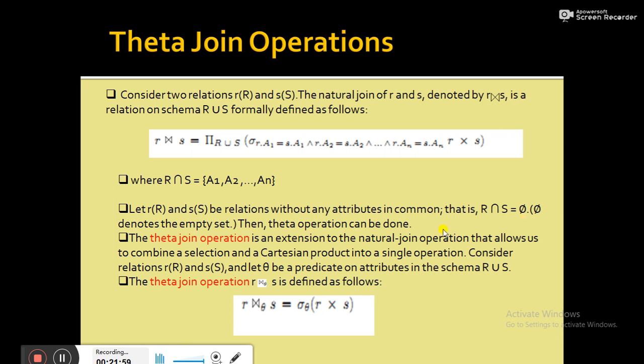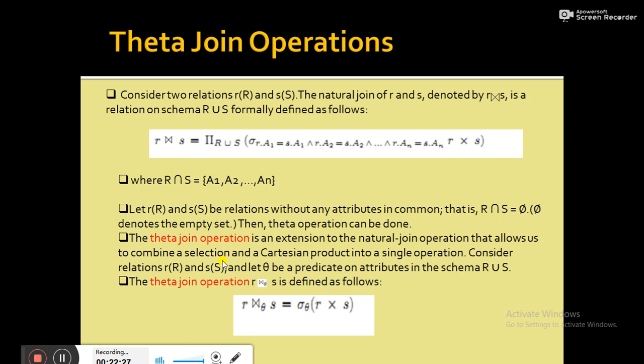So in that case we can do the theta join operation. So what is theta join? It is a kind of natural join operation, or an extension of the natural join operation. Here also it combines the Cartesian product and selection operation into a single operation. But another important difference is that the selection operation is not based on an equality condition.